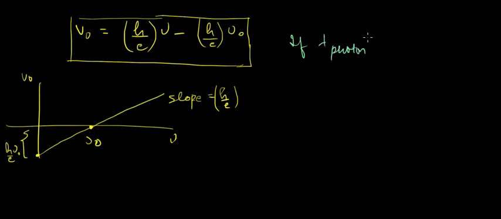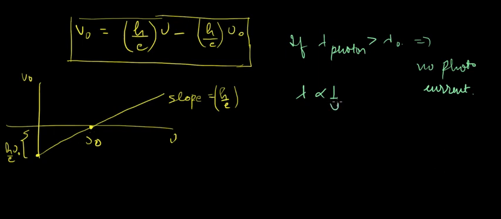Okay, so some conditions here: if lambda of the photon is greater than lambda naught, there won't be any photocurrent. I hope you understand the relation between nu and lambda, that lambda is inversely proportional to frequency. Hence, for frequency of photon more than nu naught, there would be a photocurrent. But when the lambda of the photon is greater than lambda naught, there will be no photocurrent. When lambda of the photon is lesser than lambda naught, there would be a photocurrent. So the value of stopping potential is dependent upon the frequency of the photon and the binding energy of the metal.